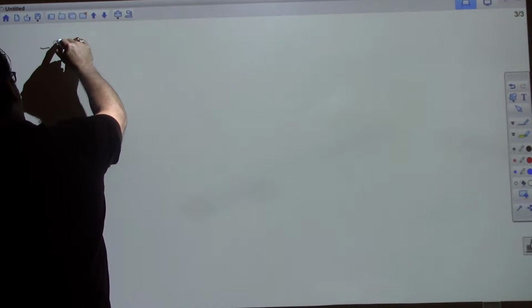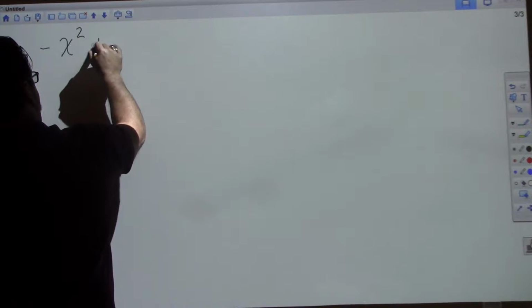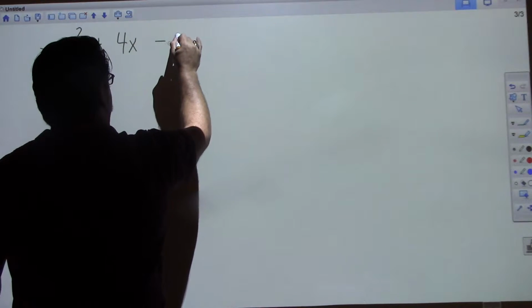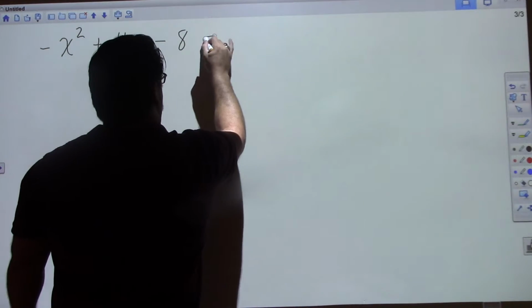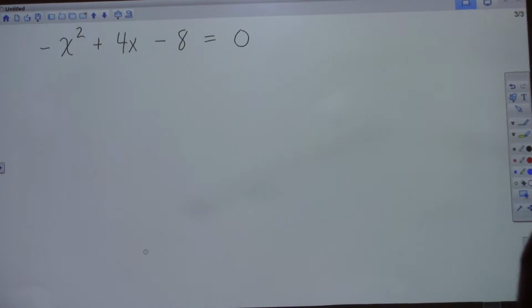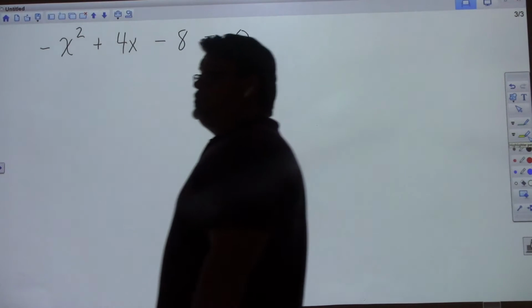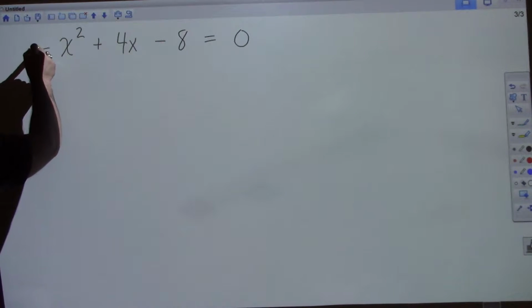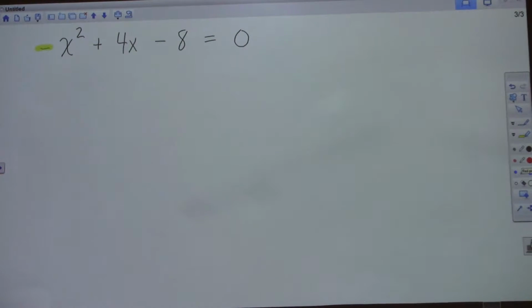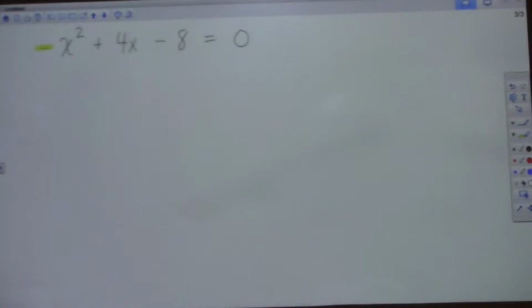Negative x squared plus 4x minus 8 is equal to 0. Now, what's special about this one? There's a negative out front, Hubert. That's right, class. Thank you for the interaction. What do you do first? You move C. You always move C first.